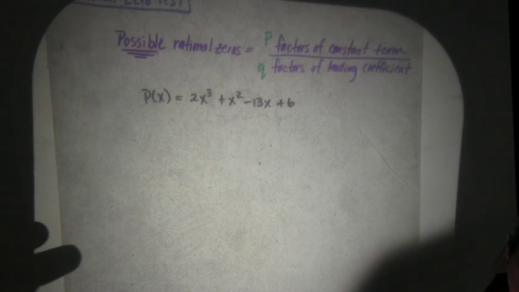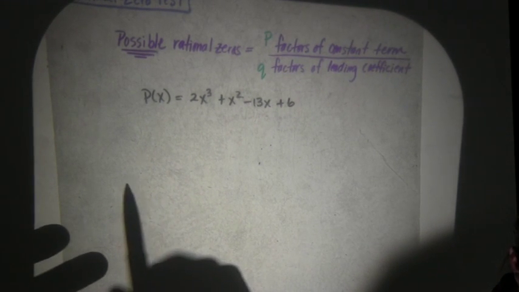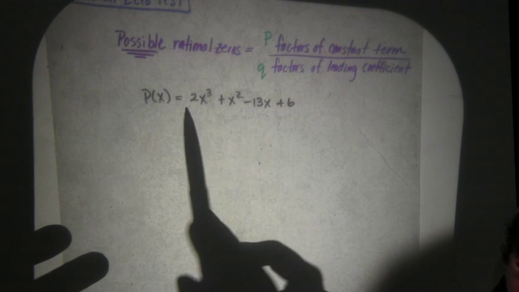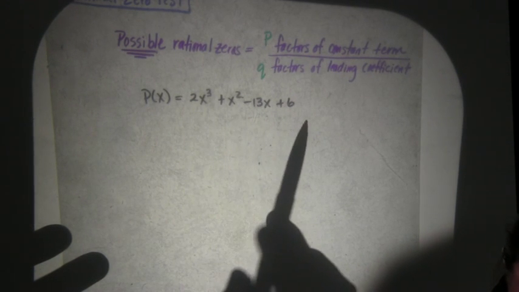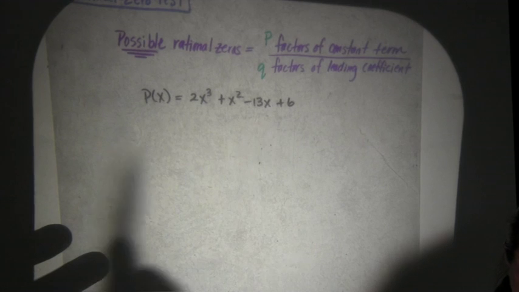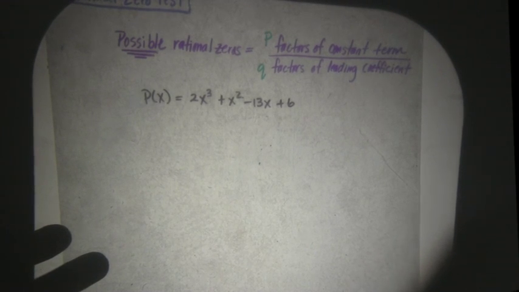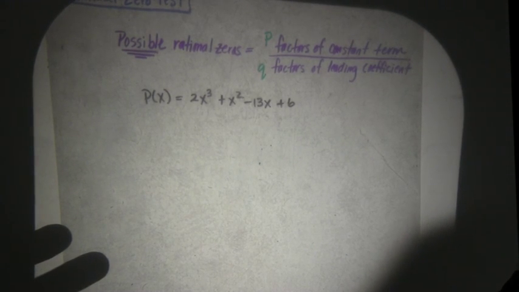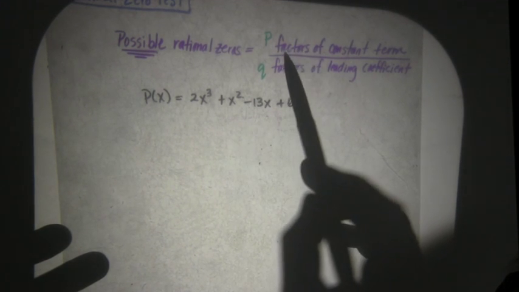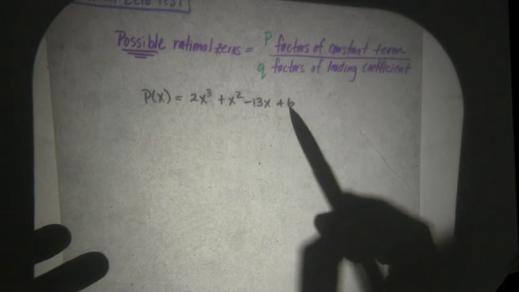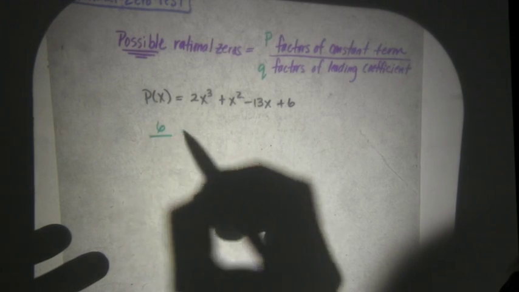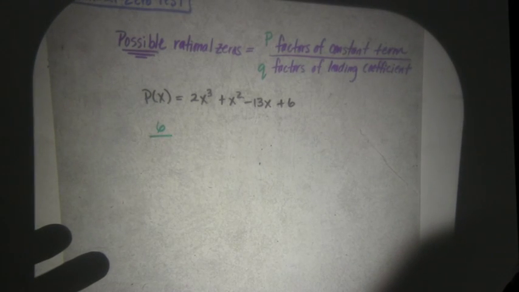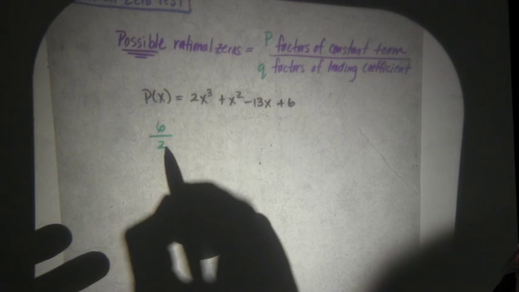So what we do is we have our polynomial. You want to make sure that it's in standard form, that the leading term is first, and so on and so forth. So we've got 3, 2, 1, none missing. So we're okay with that. So we're going to generate a list of possible rational zeros. We take the factors of the constant term, which in this case is 6, and divide it by the factors of the leading coefficient, which is 2.